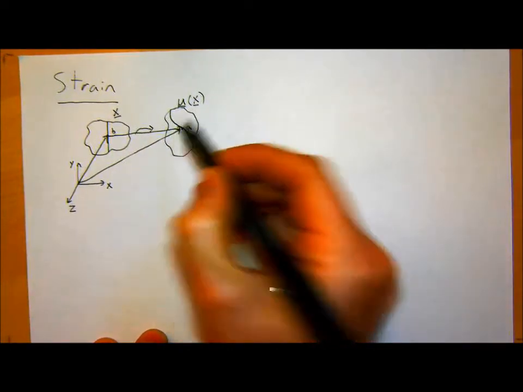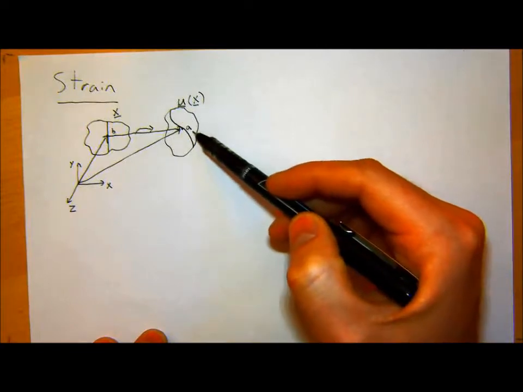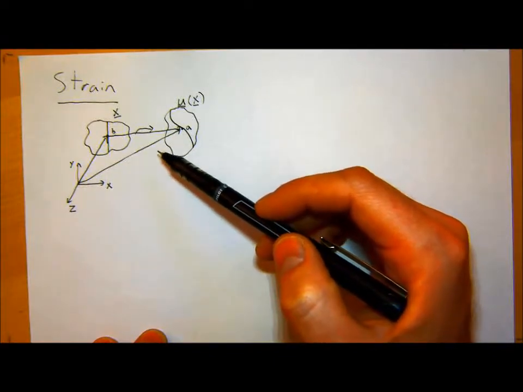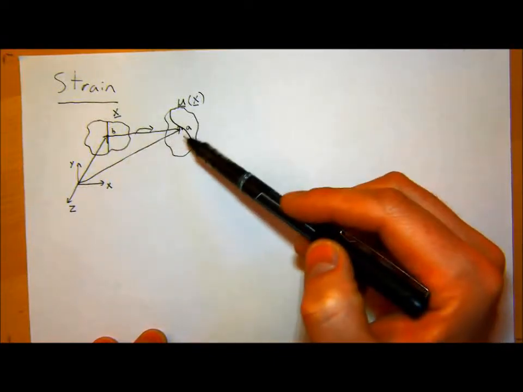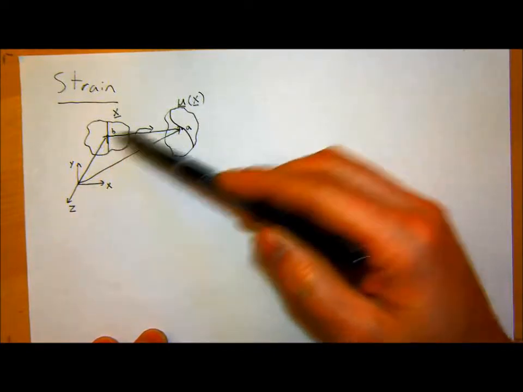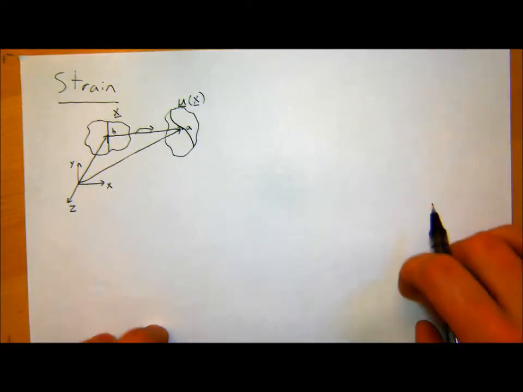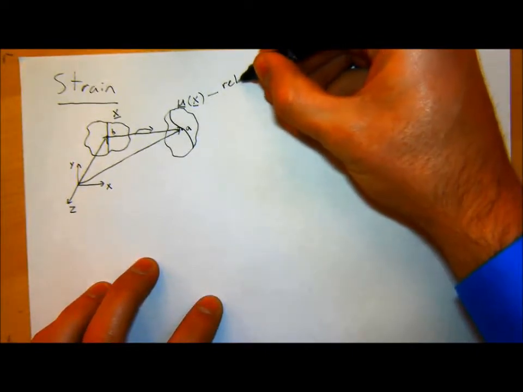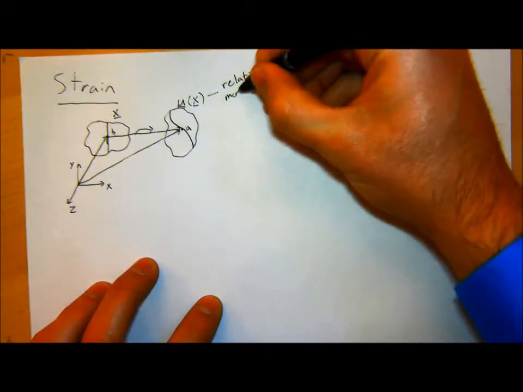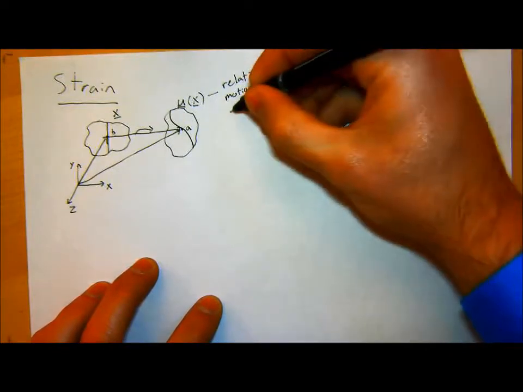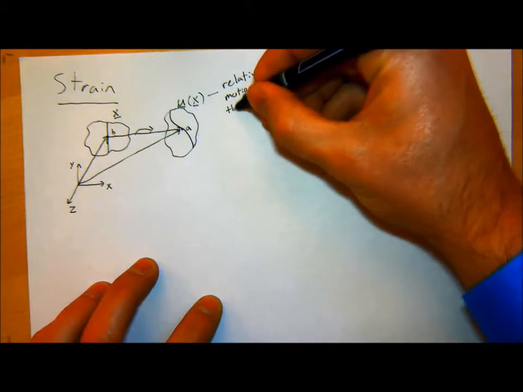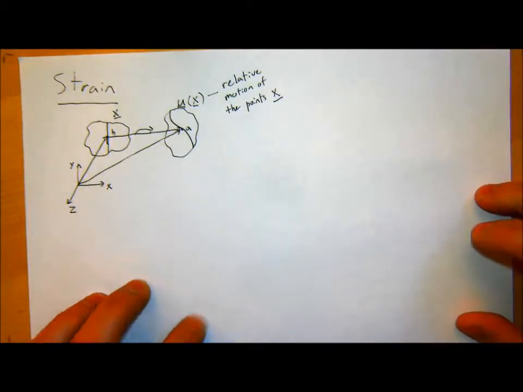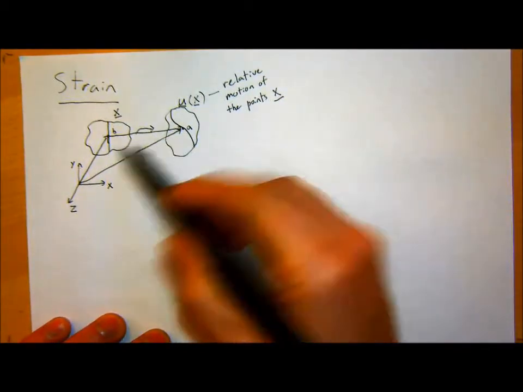I have all of my points B translating over to some other points. In a reference configuration, there may be rigid body motion and rigid body rotation, and in the body itself there may be stretches and twists, all happening non-uniformly throughout the sample. So this u represents the relative motion of the points in x.